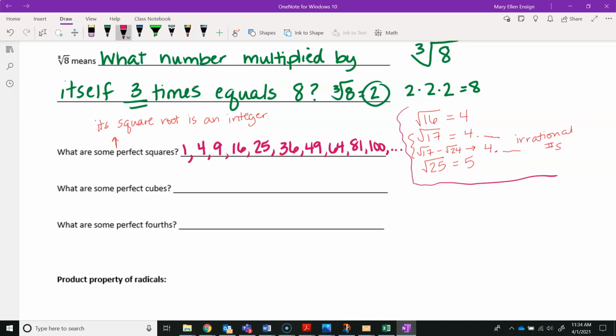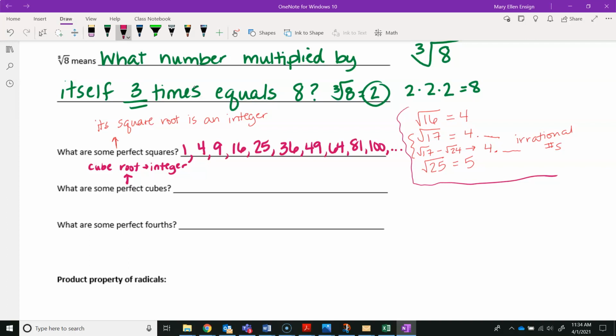But okay, how about perfect cubes? So in a perfect cube, its cube root is an integer. So again, I can come up with a list of those by thinking about, okay, if I take a number and multiply it by itself 3 times, what do I get?